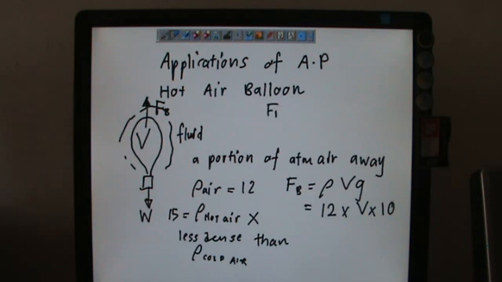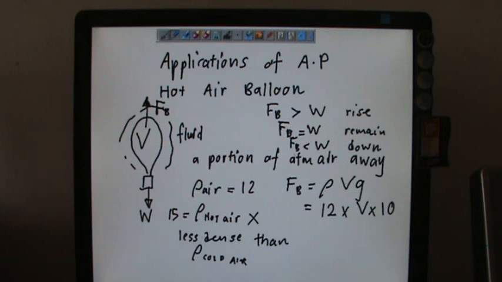So if your FB is actually more than the weight, it will rise up. If it's the same, therefore it will remain stationary, not moving up, not moving down. Okay, what if the FB is less than the weight of the basket? So you actually go down.